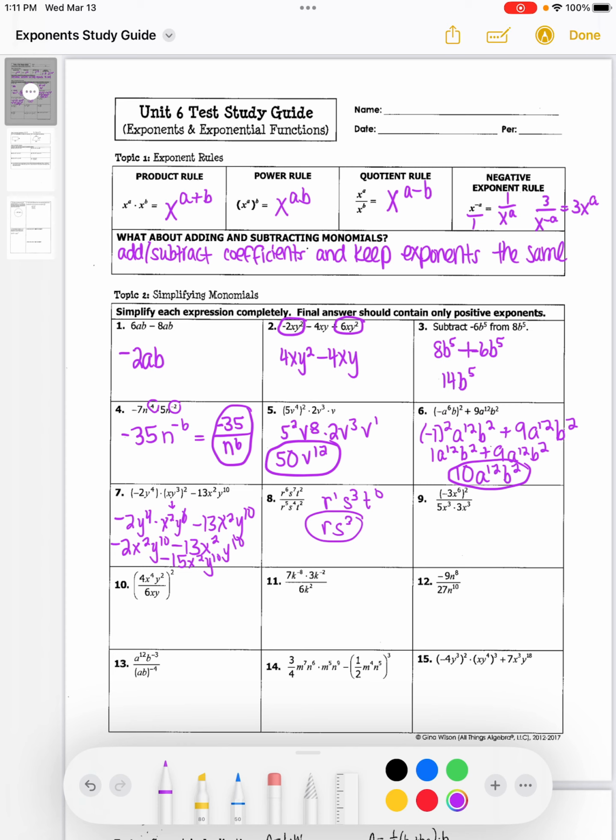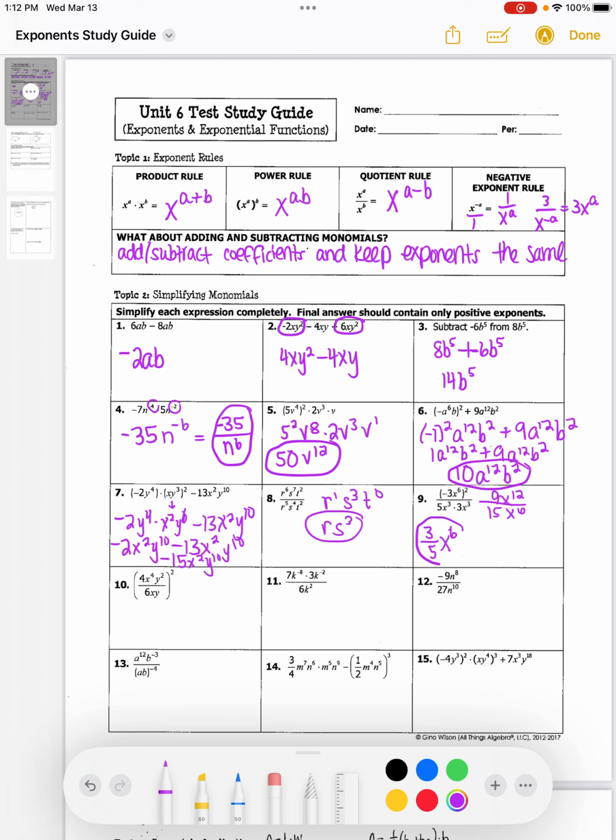Number 9, we have to square the numerator. So negative 3 gets squared, that turns into a positive 9, since negative 3 times negative 3 is positive 9, and then it's going to be x to the 12th. Over 5 times 3 is 15, and then x to the third times x to the third, that's going to be x to the 6th, since we add those. We then simplify 9/15 normally. We can divide both of those by 3, so we can simplify that to be 3/5. And then using the quotient rule, 12 minus 6 is 6.